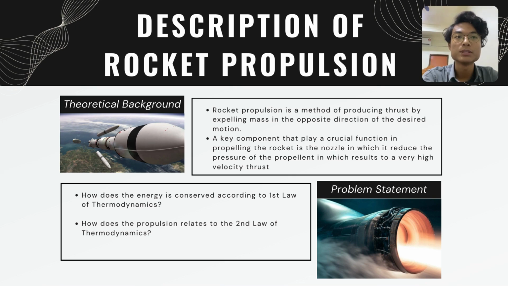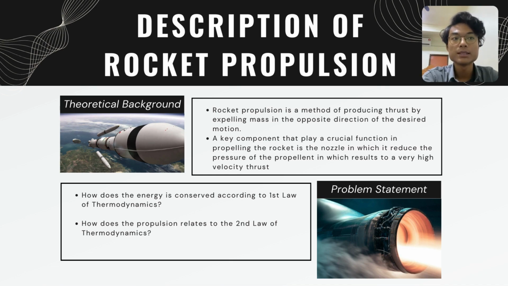Okay, so now I will introduce the description of our application for today, which is rocket propulsion. First we will look into the theoretical background. So what is rocket propulsion? Rocket propulsion is a method of producing thrust by expelling mass in the opposite direction of the desired motion. In this case, the expelled mass is the rocket fuel that is being combusted and released in the opposite direction of the rocket's motion.